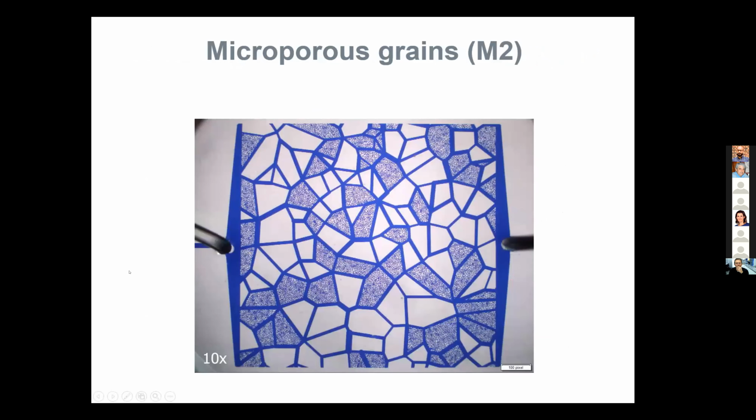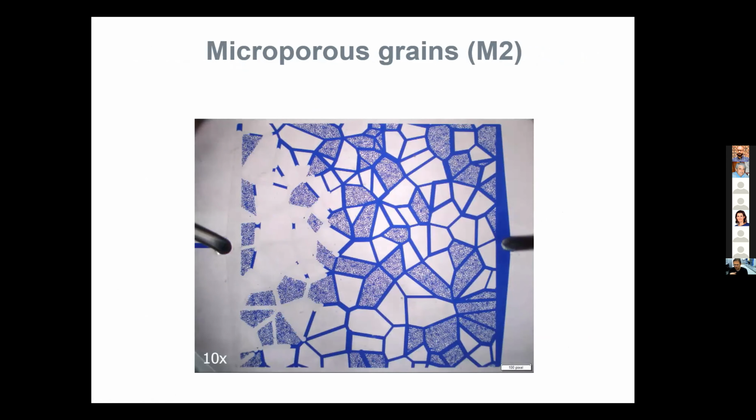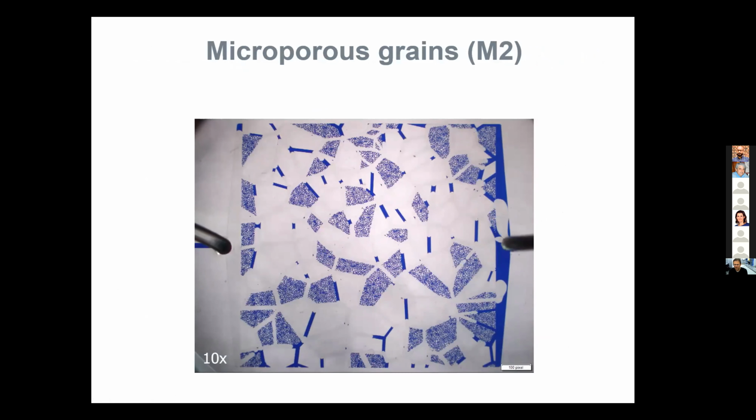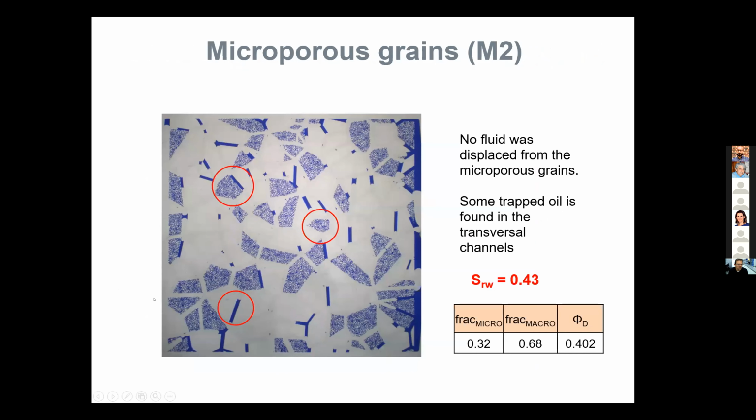This situation presents some microporous grains in the system. So you can see the flow interface is stable in a similar way to before. It's interesting to see that no fluid was displaced from the microporous regions. So we can see some residual saturation associated with the macro channels in the same way.